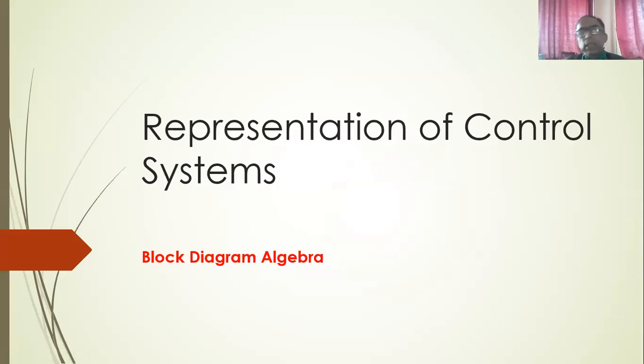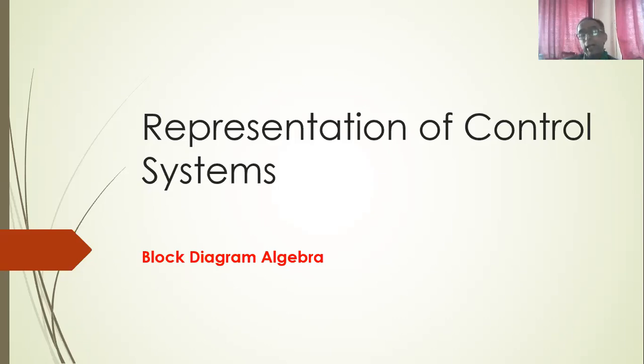Up till now, we have seen the mathematical modeling approach for analyzing mechanical systems. In this lecture, we'll try to study some other methods of representation of control systems. As I said, mathematical modeling is one way of representing control systems. There are other methods of representation of control systems as well.